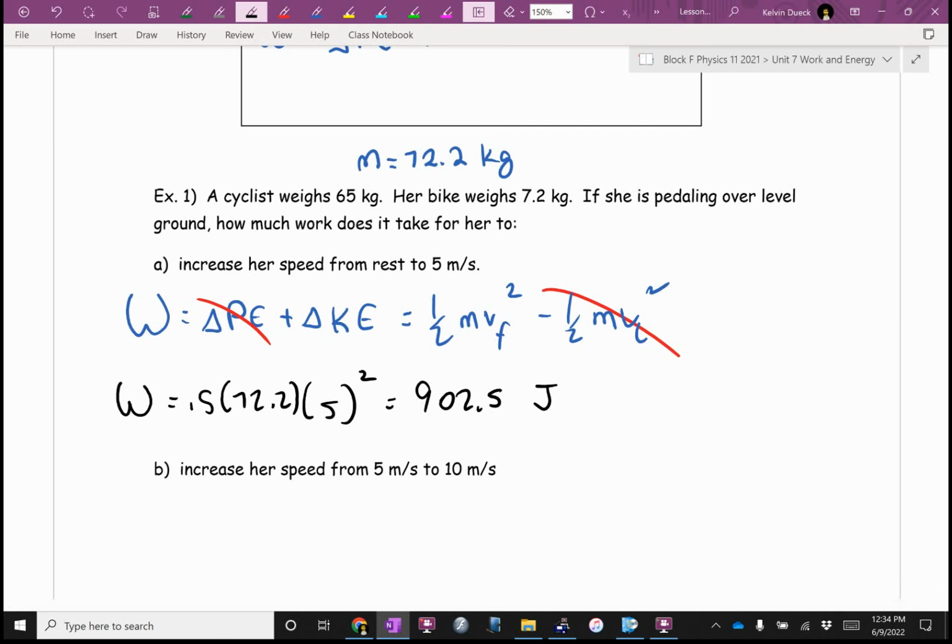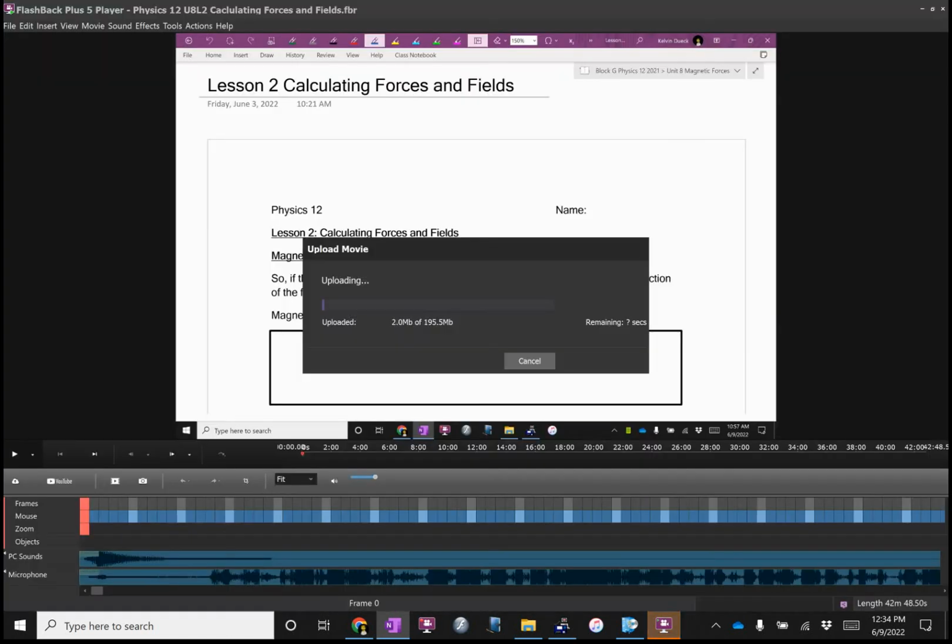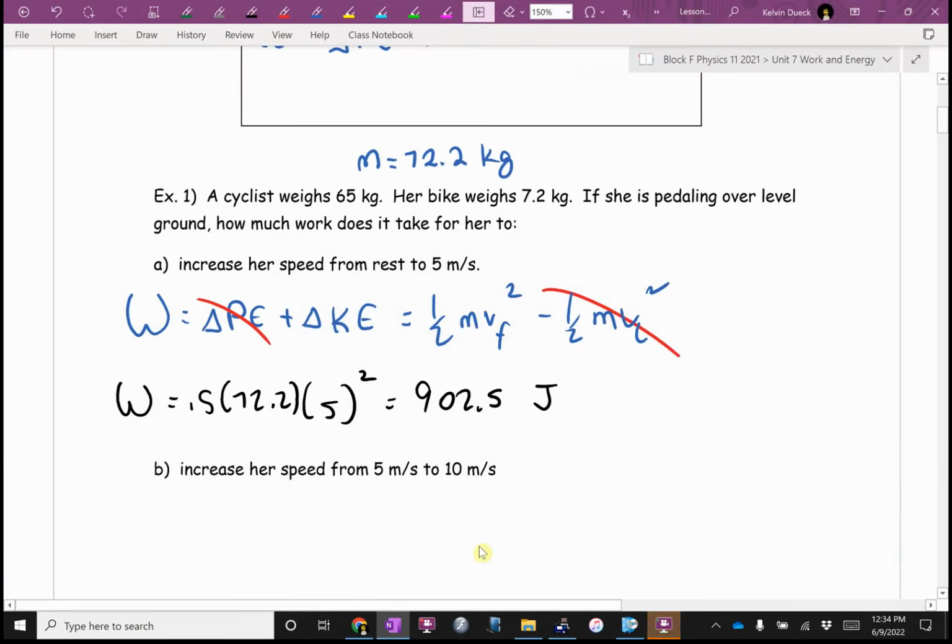Cole, one last question. By how much did we increase our speed if we went from 0 to 5? By how much did we increase our speed by? 5 meters per second. Is that all right? Okay. Eric, in part B, by how much are we increasing our speed by? Shouldn't it be the same answer?